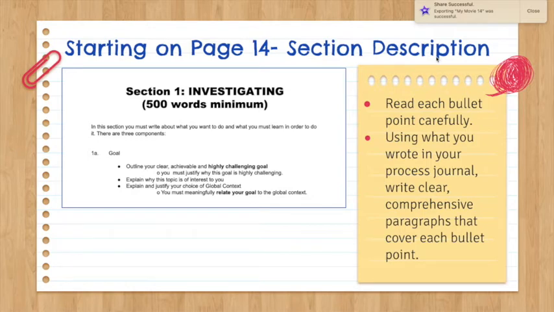You have to outline your clear, achievable, and highly challenging goal. You must justify why this goal is highly challenging. Explain why the topic is of interest to you. Explain and justify your choices of global context. And you must meaningfully relate your goal to the global context. So read each of the bullet points carefully. Using what you wrote in your process journal, write clear, comprehensive paragraphs that cover each bullet point. It's pretty simple actually. Once you've done the process journal from page 7, it's really easy to turn those bullet-pointed answers into paragraphs because you already have the legwork done.